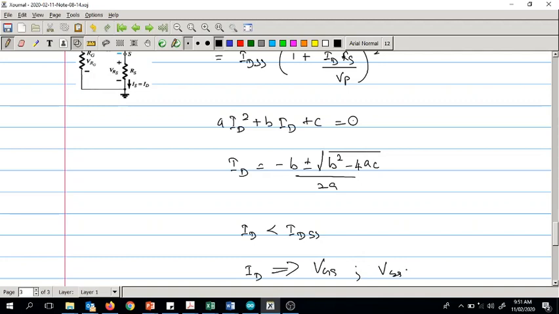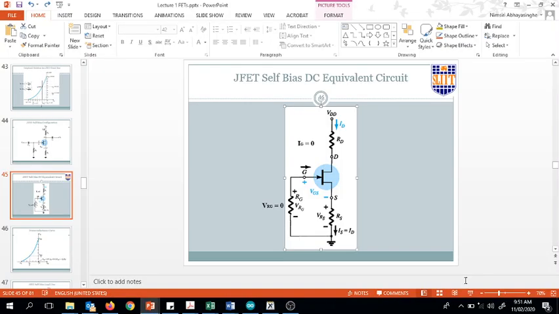VGS magnitude should be less than or equal to magnitude of VP. That value is the right value, right? You get two ID values. One of them is out of the range. It will not satisfy that second requirement, which is VGS has to be between 0 and VP, right? So when you have values, let's take this example and see.